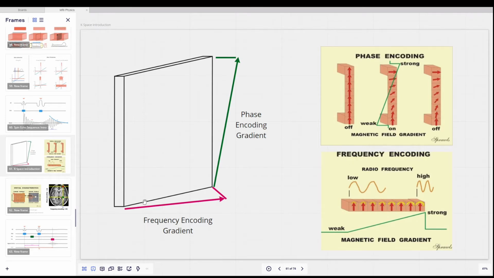Frequency encoding, you're applying it along this axis, right? So it looks like this. And so spins on one side of your slice are going to be spinning with a lower frequency. And as you move across your slice, from one side to the other, like this, they're going to be spinning faster. They're going to have a higher frequency of spin. So this is how you encode spatial information into your slice.